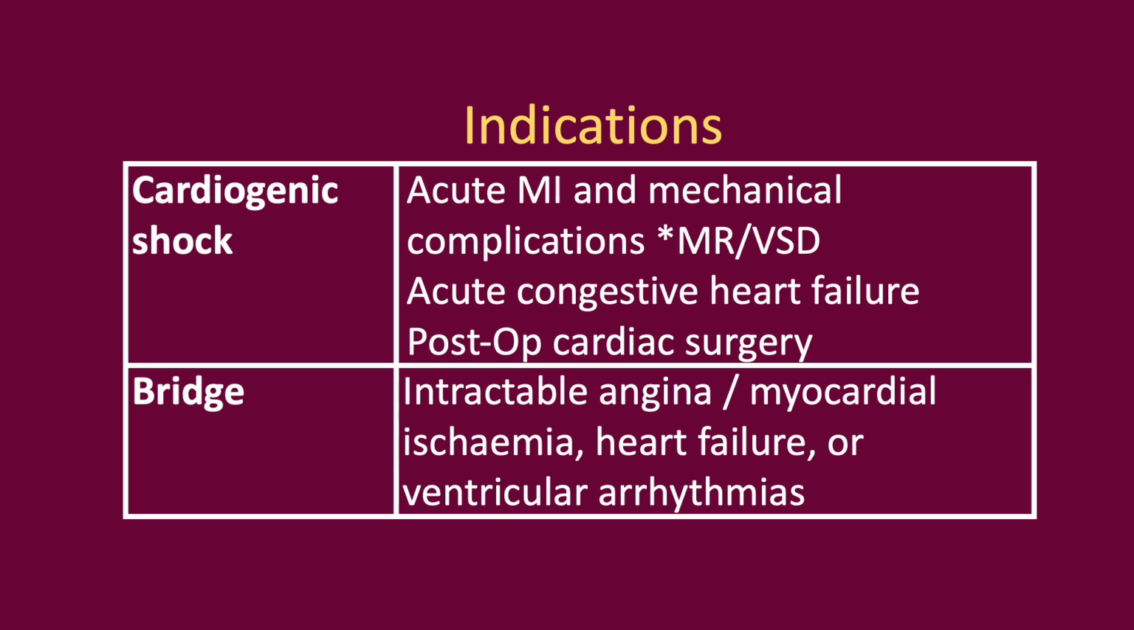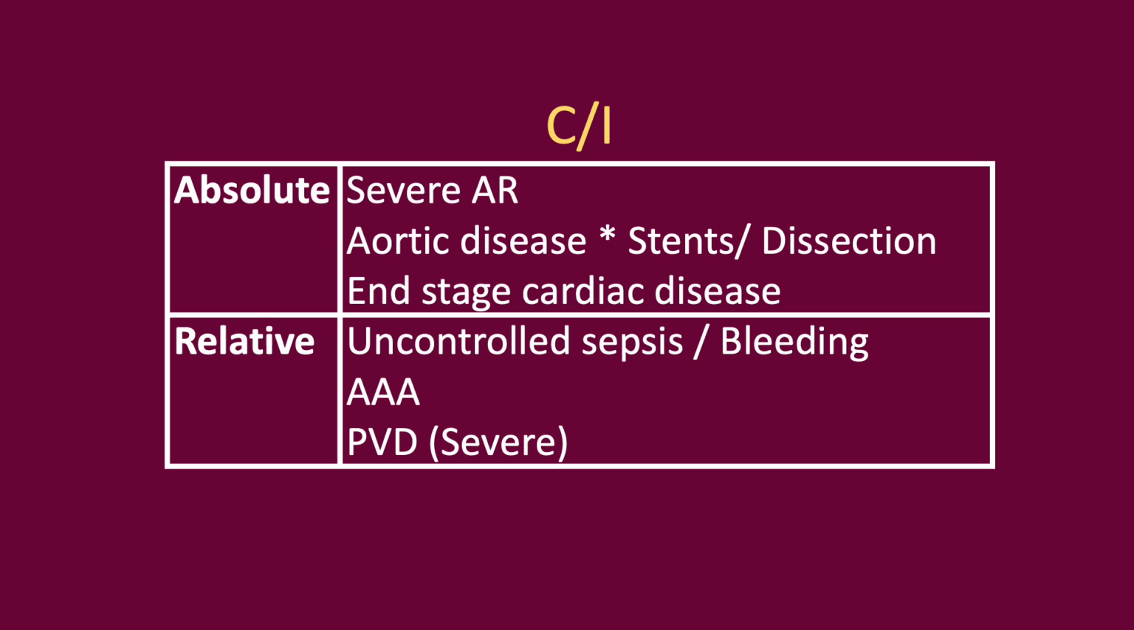The indications for placement of an intra-aortic balloon pump can be split up into two subgroups: those which can result in cardiogenic shock, for example acute MI and mechanical complications, acute congestive heart failure and post-op cardiac surgery. In addition to those which require a bridge to treatment, for example intractable angina, myocardial ischemia, heart failure or ventricular arrhythmias. Contraindications can be absolute, i.e. due to severe aortic regurgitation, aortic disease involving stents and dissection, and also end-stage cardiac disease. Relative include uncontrolled sepsis, bleeding, AAAs and PVD in severe forms.